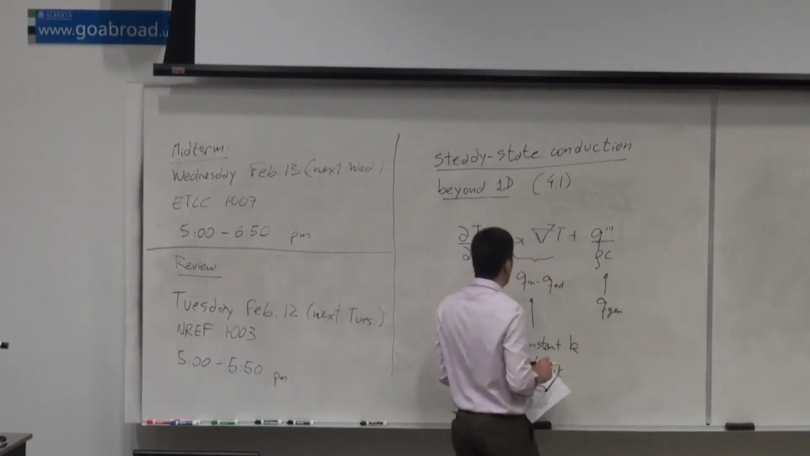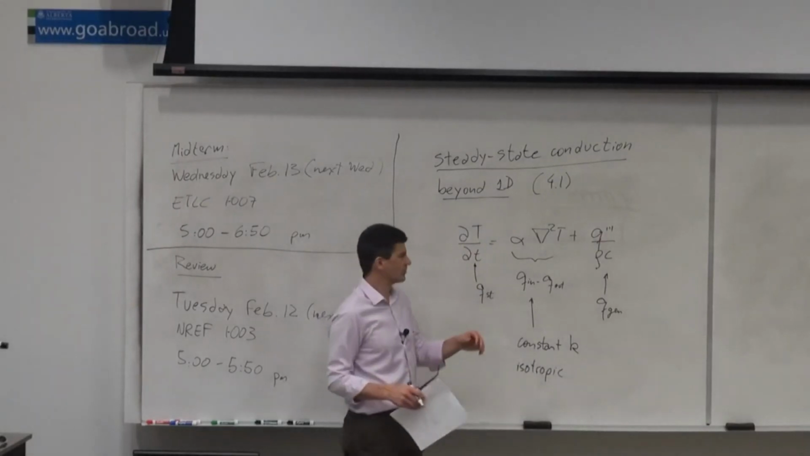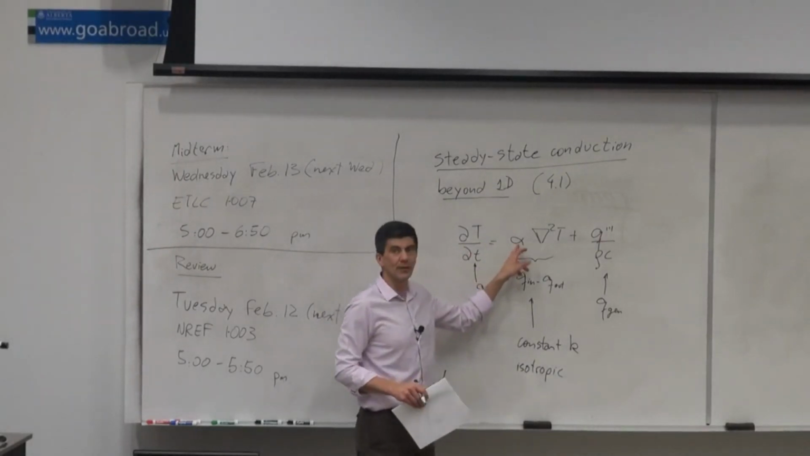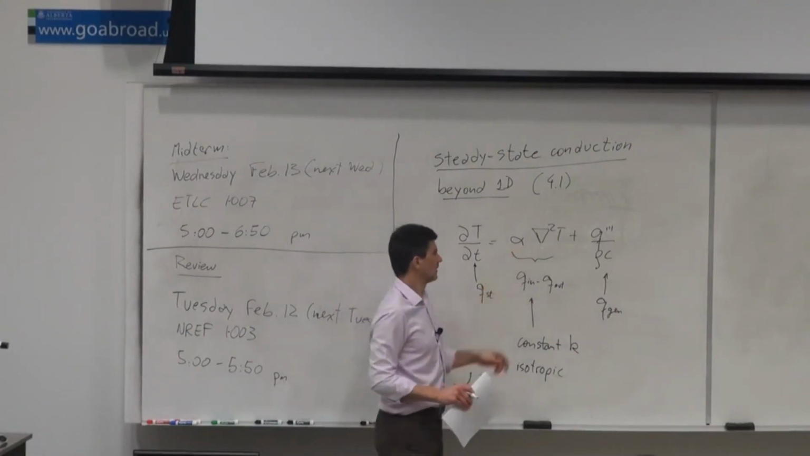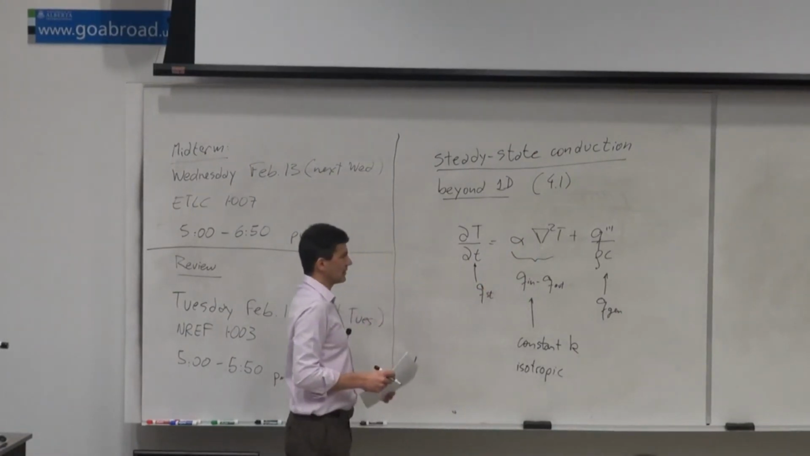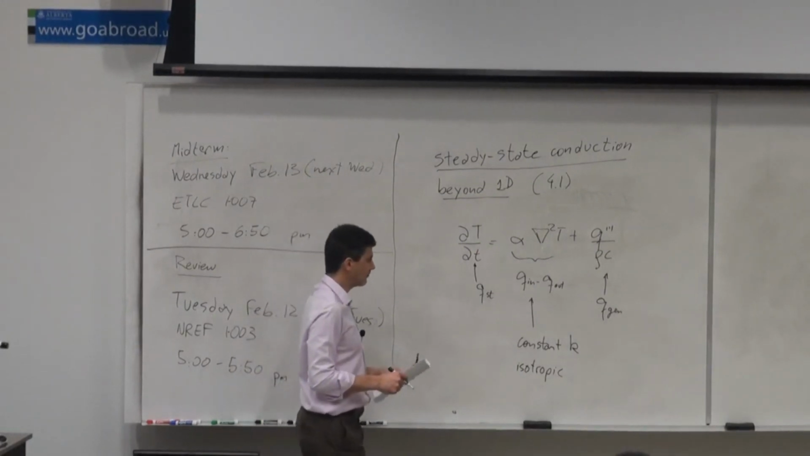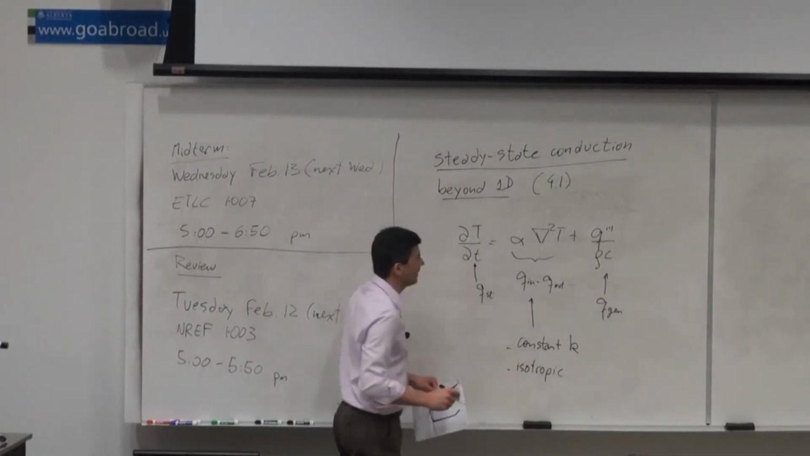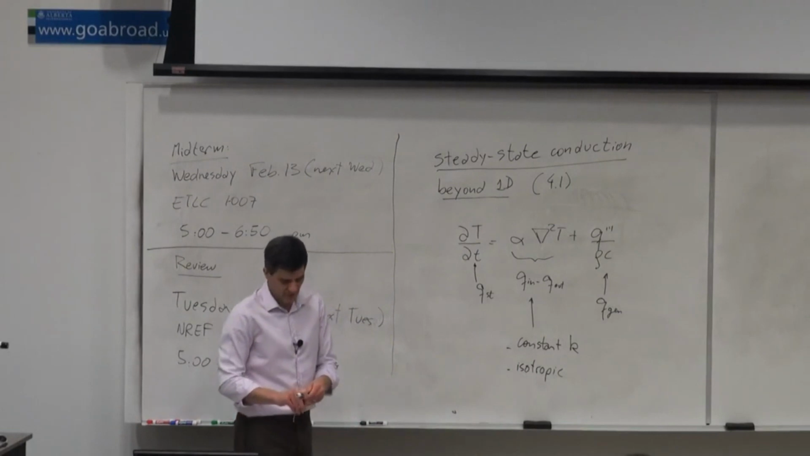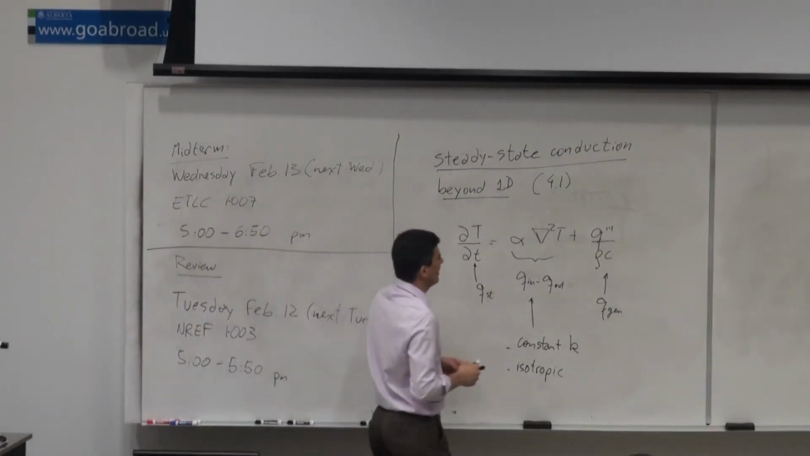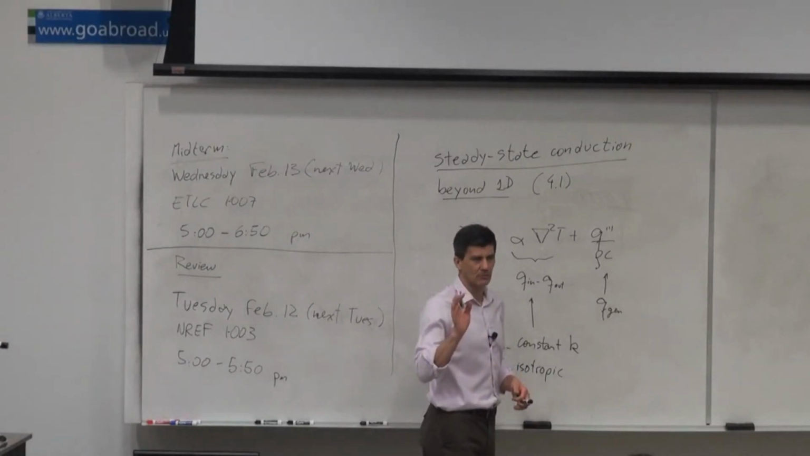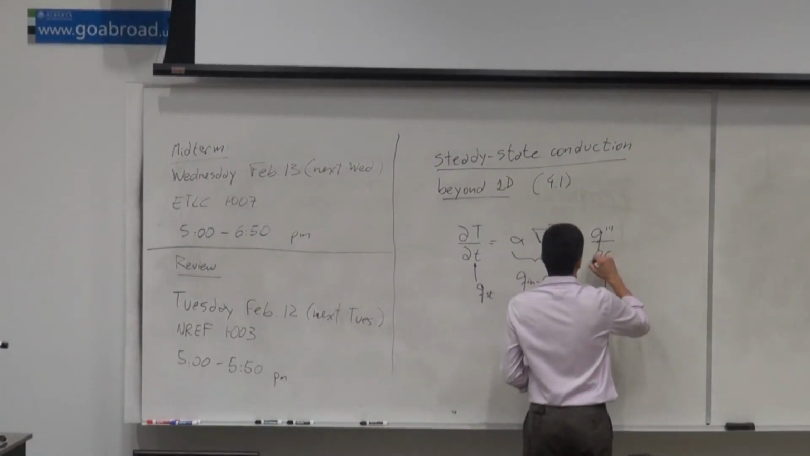Because if it was not isotropic, even if K was constant in space, this would be a matrix. And the equation would be a lot more complicated. But if we say it's constant K isotropic, we did that. Now, just because I'm in a generous mood today, I'm going to keep knocking things out. Let's say we have no heat generation, just for now.